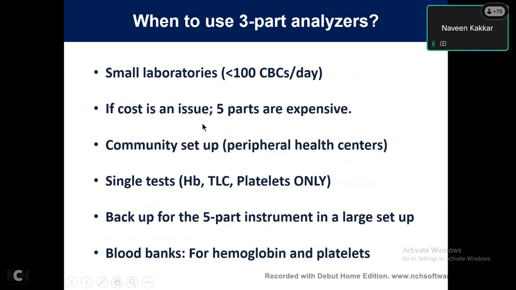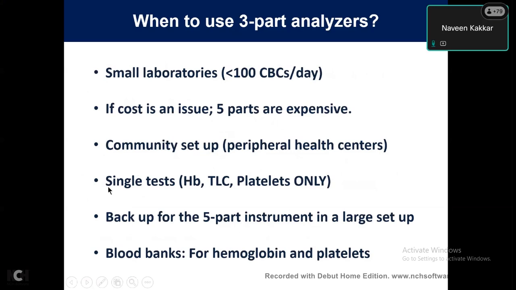And if cost is an issue, five-parts are very expensive. They range anywhere between 15 lakhs to 30 lakhs or even more. The three-parts will come within 5 lakhs in most scenarios. If you're in a community setup with a peripheral health center, not much of advancements available there, go for a good three-part that will serve your function well.